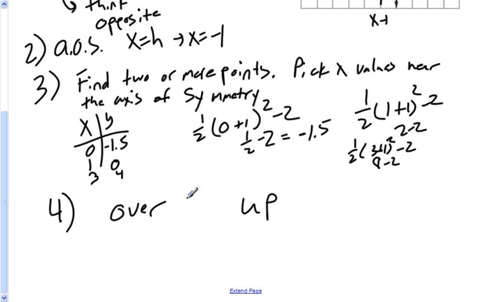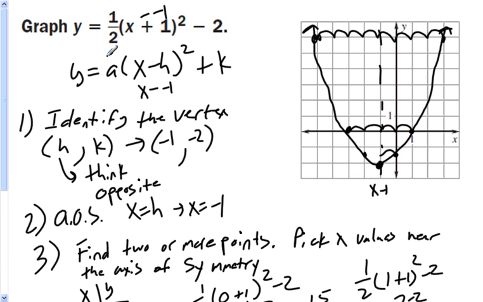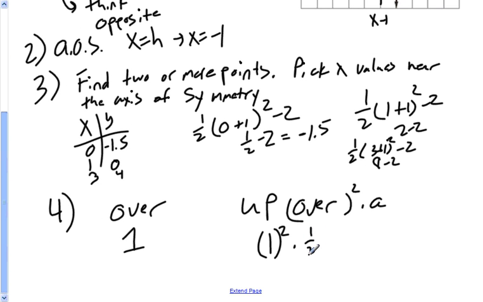So over is just how many times you go over from the axis of symmetry. So if I go over 1, then to calculate how far I move up, it's just your over squared, whatever that number is, times the a. So for example, if I go over 1 unit from the axis of symmetry, I'll square it and I'll multiply it times our a value, which in this case, the a, which is the number in front of the parentheses, is 1/2. So 1 squared is 1 times 1/2 equals 1/2.